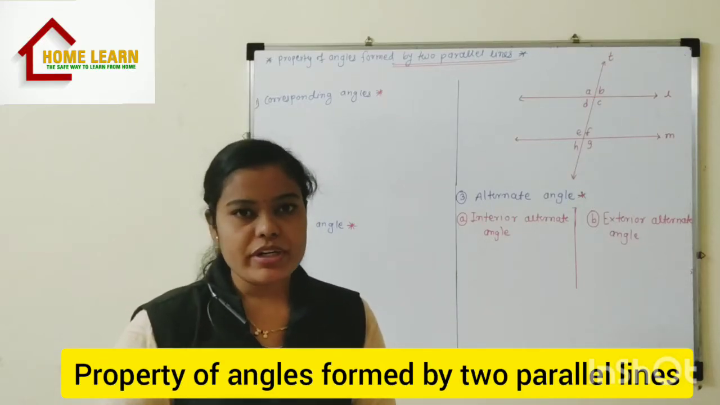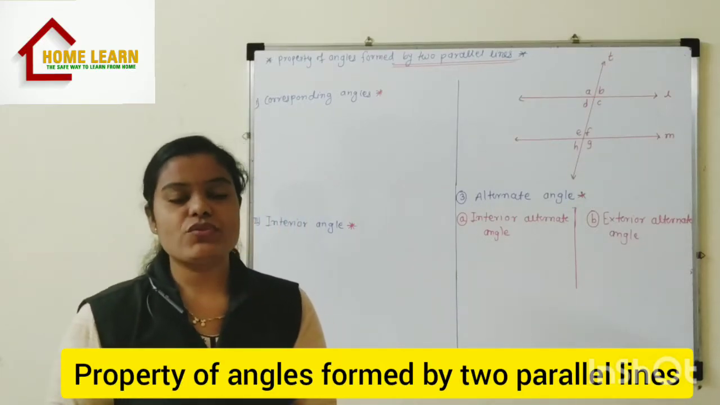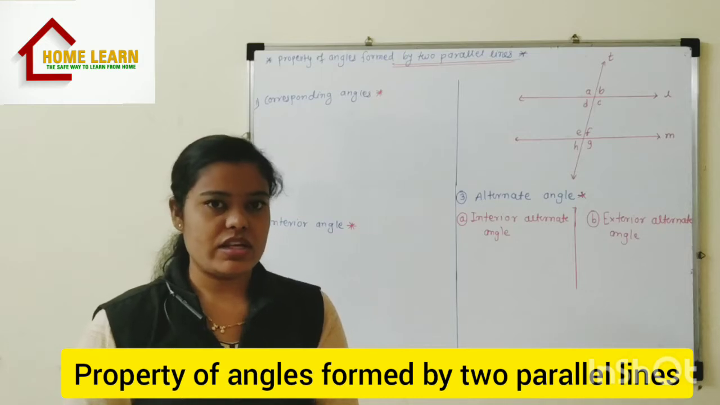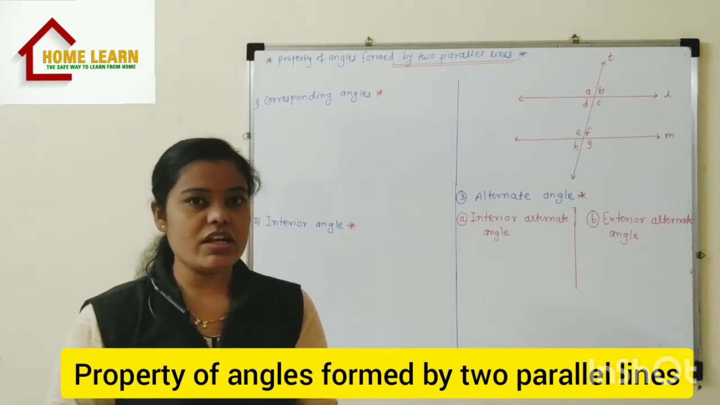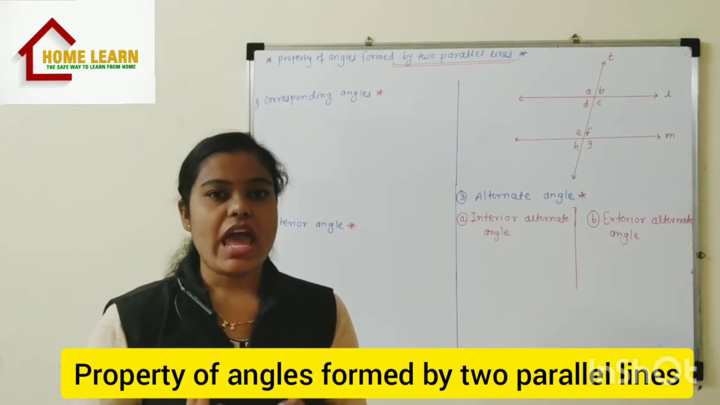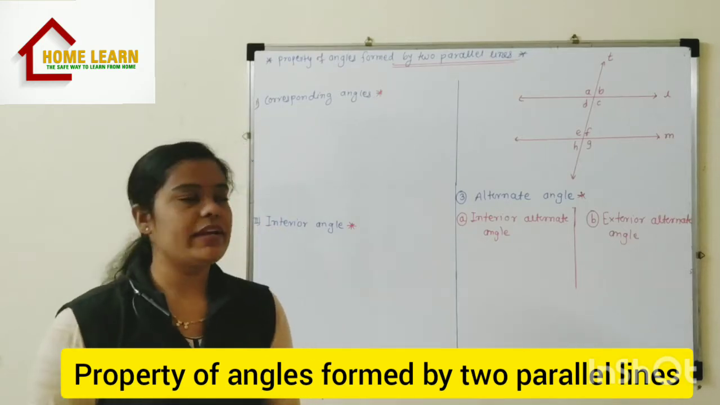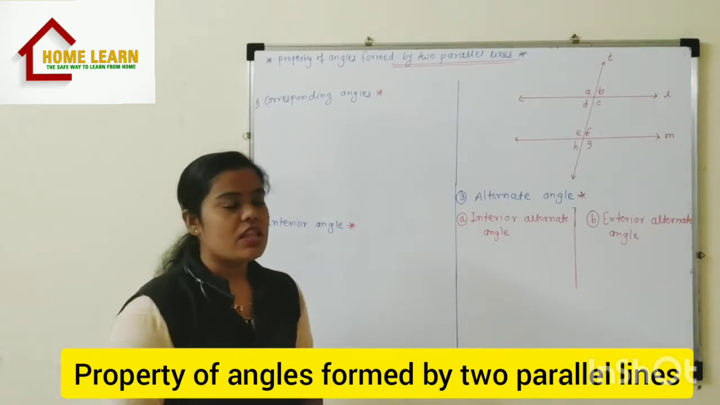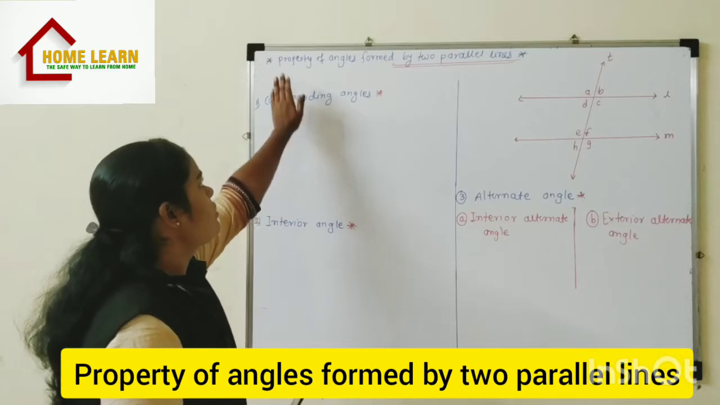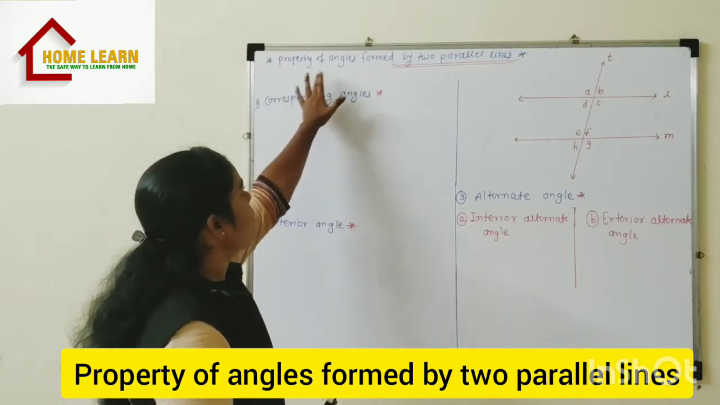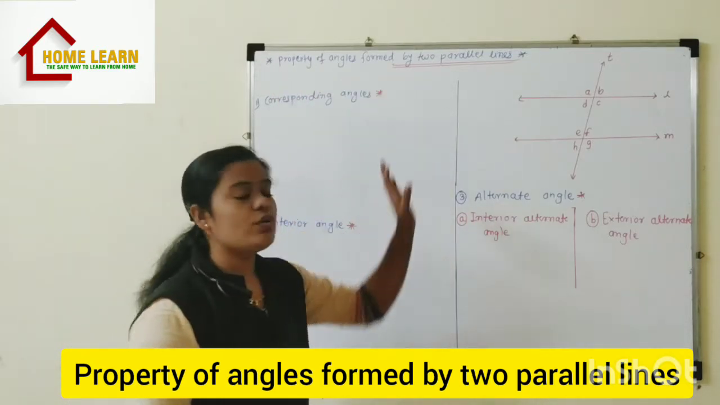Let's study the property of angles formed by two parallel lines and their transversal line. In the previous lecture, we studied the pairs of angles formed by any two lines and one transversal line. Now in this lecture, we have to study the property of angles formed by two parallel lines.